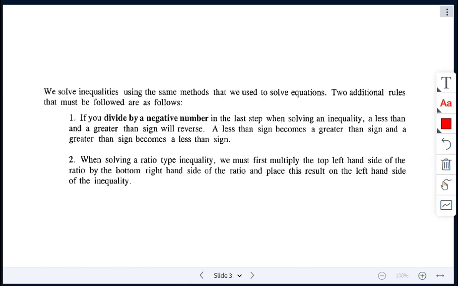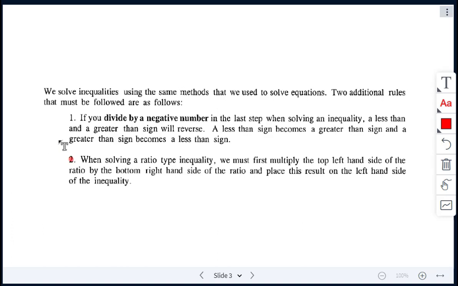When we're looking at inequalities, we're going to be using the same methods that we have been using to solve equations. There's just two rules that we have to follow. The main rule is, if you multiply or divide by a negative number in the very last step when you're solving an inequality, we have to flip the sign. So a less than sign would become a greater than sign, or a greater than sign would become a less than sign, only if you multiply or divide by a negative number in the last step. I'll show you examples of that happening.